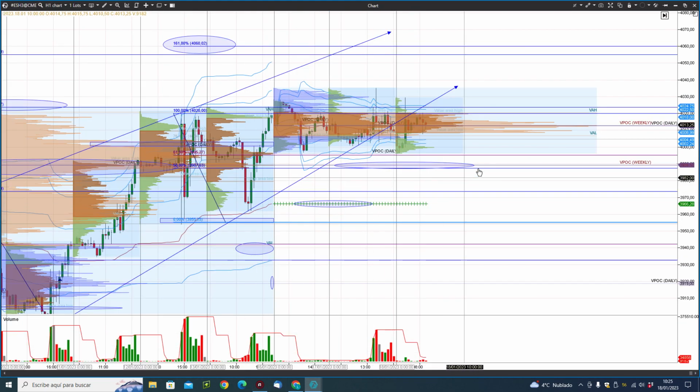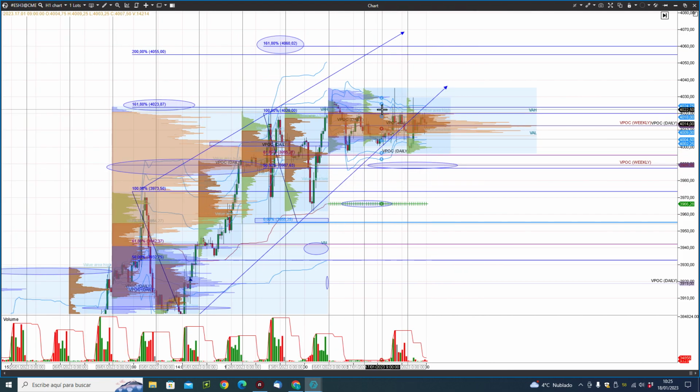Let's see what happens with S&P. S&P is in a range between 4,025 and 3,975, and it is around all the time. Really, it's around this very important point, 4,000. Then this week some contracts expire, and let's see what the behavior is.